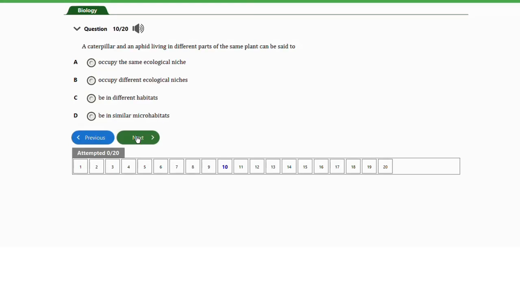Question number 10. A caterpillar and an aphid living in different parts of the same plant can be said to A, occupy the same ecological niche, B, occupy different ecological niche, C, be in different habitats, D, be in similar microhabitats. So guys, the answer to this question is A, occupy the same ecological niche. A caterpillar and aphid that are living in different parts of the same plants are said to occupy the same ecological niche. So option A is the answer to this question.